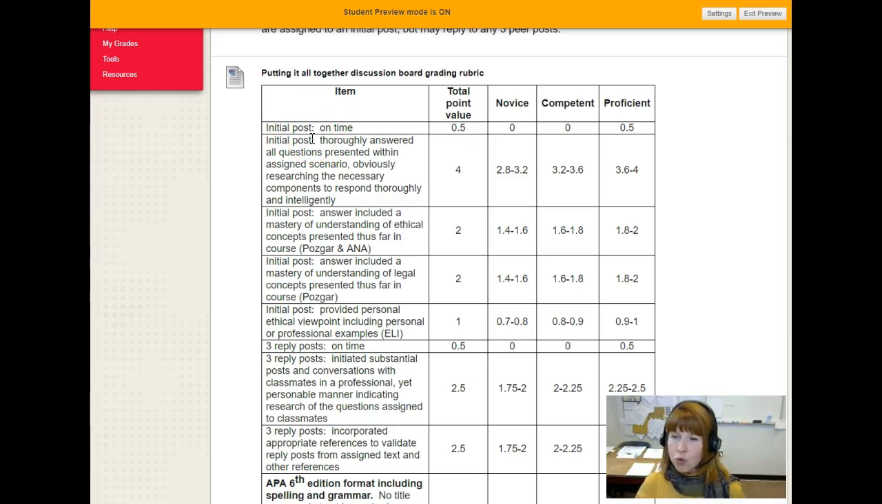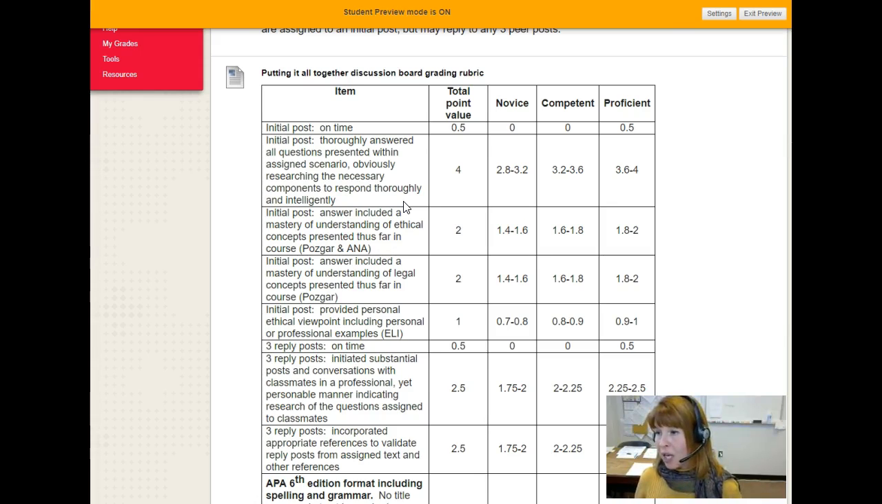First, let's look at the initial post and the items that are going to be graded. Initial posts must be posted on time, and that is worth a half of a point. For the initial post, you are required to thoroughly answer all questions presented within your assigned scenario, obviously researching the necessary components to respond thoroughly and intelligently. Okay, let's think about that for a minute.